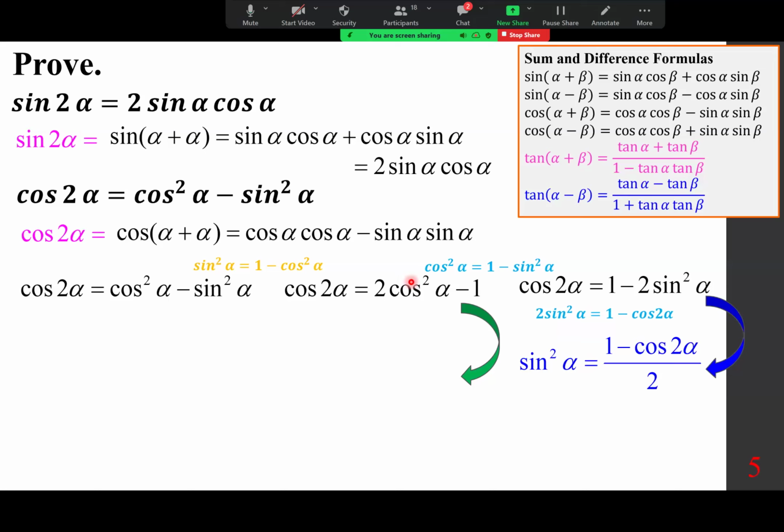Now, what if we want to solve for cosine squared here? Let's move this to the other side. So 1 plus cosine of 2 alpha is 2 cosine squared alpha. So divide by 2. So 1 plus cosine 2 alpha divided by 2 is cosine squared alpha. These are some of the formulas we saw in the summary. And I want to show you how fast you can come up with the answer.